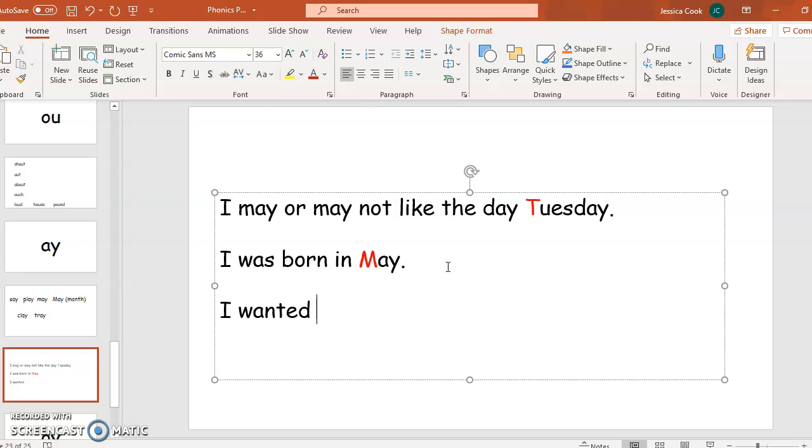So if your grown-ups are with you now, could they pause the video whilst you write that? And if there's a teacher in the classroom with you, could they pause it too whilst you write the sentence? I wanted to play with some clay. Okay, that's your job to do now. So I'm going to give you a couple of minutes to do that, and then we will revisit that in a minute. So pause it now, and then we'll come back to it.